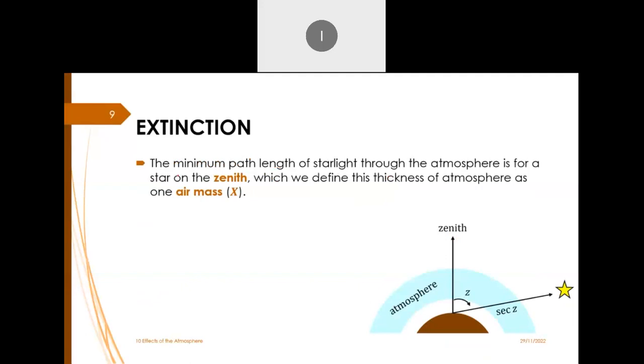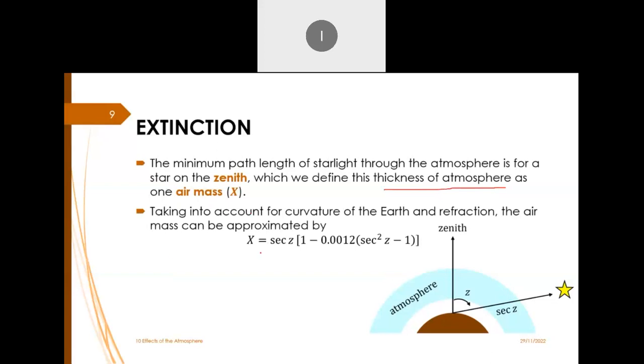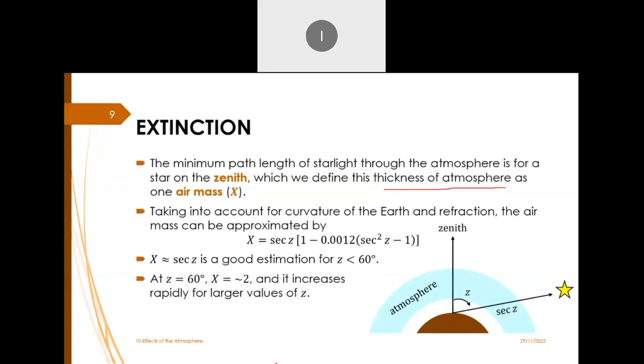Okay, so the minimum path length of starlight through the atmosphere is for a star at the zenith, where we define the thickness of the atmosphere as 1 air mass, or X. So we have this particular formula here, where X is basically sec z, a good estimation for z less than 60 degrees. At 60 degrees, X is equivalent to 2, and it increases rapidly for larger values of z.